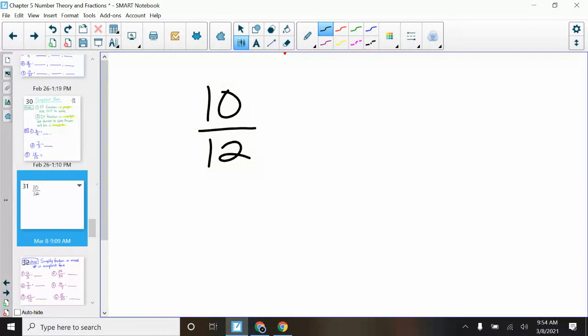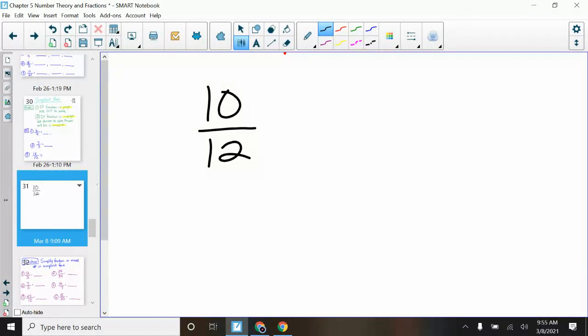Why? Xander. Because it's not in simplest form. But how do they know that? Because they're both composite numbers. Thank you, go get yourself a piece of candy. They're both composite numbers. And whenever they're both composite, that's what makes your warning signs start beeping at you. You've got to put this thing into simplest form.